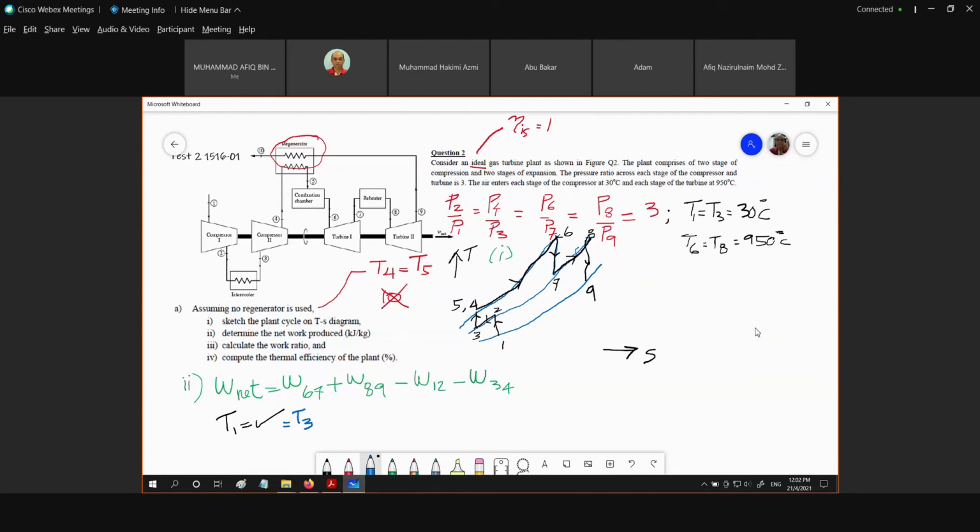Okay. So what is our T2? T2 is equal to T1 times P2 over P1, to the power of gamma for air minus 1 divided by gamma for air. And P2 over P1 is equal to 3. Okay. So can someone calculate for us? How much is that?